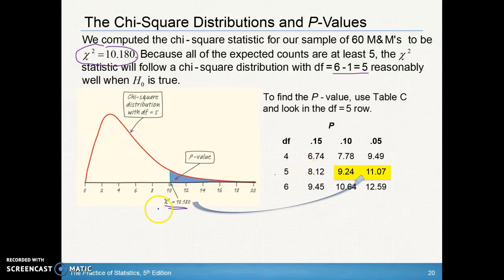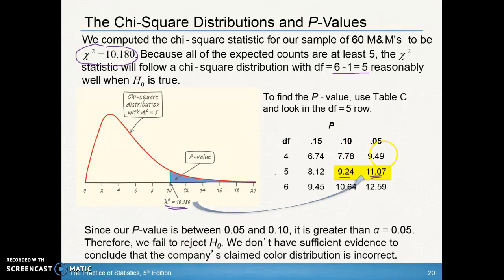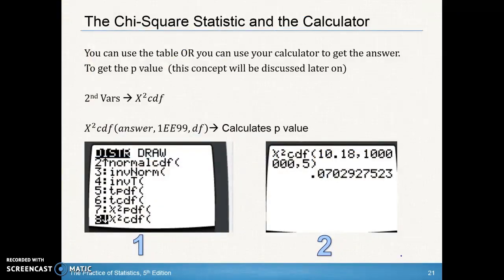Okay, since we have a degrees of freedom of 5 and our value is 10.180, notice how it is in between 9.24 and 11.07. So that's right here. You're going to estimate between your p-value being 0.10 and your p-value being 0.05. So how you're going to read it is you read the degrees of freedom, then you find your chi-square statistic in here, and then you go up in order to find your probability or your p-value. Now, since our p-value is between 0.05 and 0.1, we know it has to be greater than 0.05. Therefore, we're failing to reject the null, and we don't have sufficient evidence to conclude that the company's color distribution is incorrect.